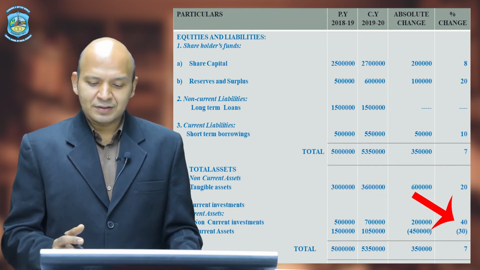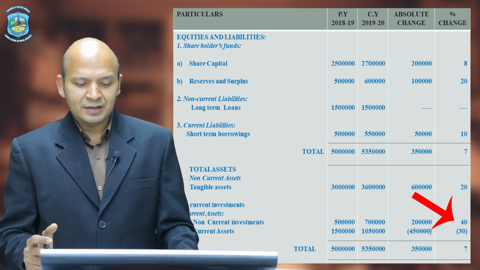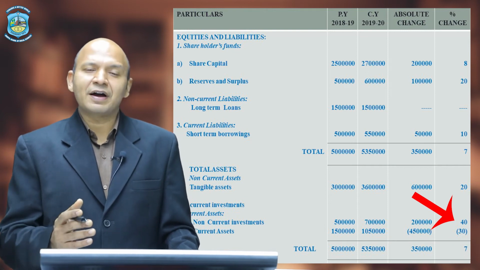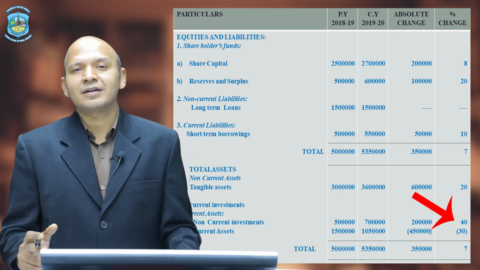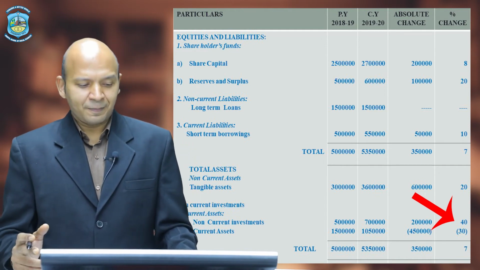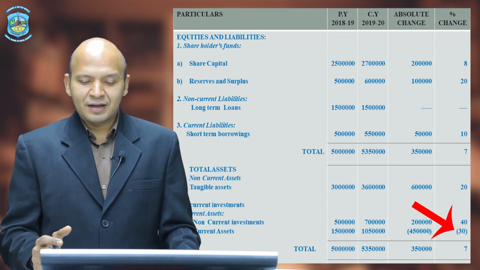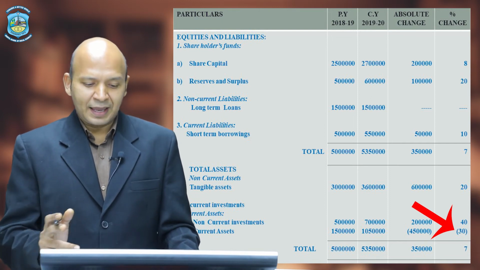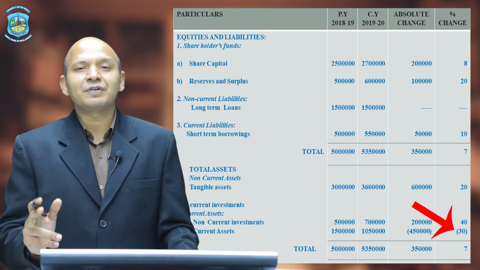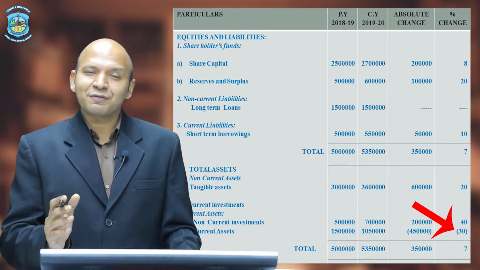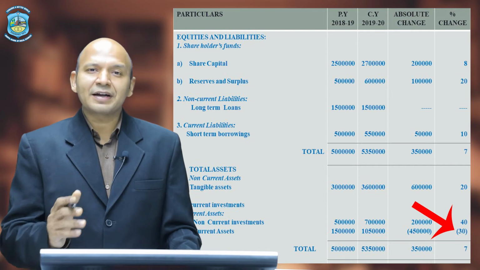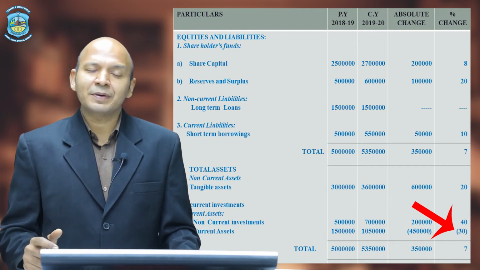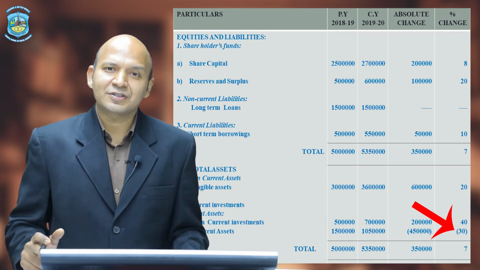Non-current investments, absolute change is 2 lakhs. Previous year amount is 5 lakhs. So 2 lakhs divided by 5 lakhs multiplied by 100, the percentage is 40. Current assets, absolute change was negative 4,50,000 and previous year amount was 15 lakhs. So negative 4,50,000 divided by 15 lakhs multiplied by 100, the percentage change will be negative 30%.